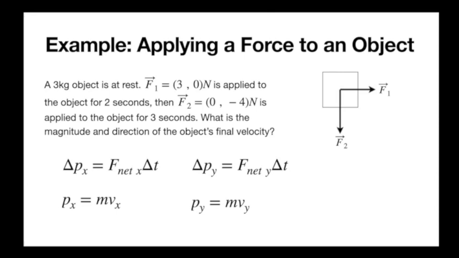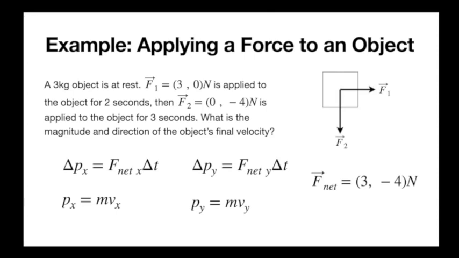Okay? So what are the components of my Fnet? Well, if we add those two together, it's pretty simple. They're already broken down into components for us. So 3 plus 0 is 3. 0 plus negative 4 is negative 4. So that's the Fnet vector, this down and to the right vector that we found before.